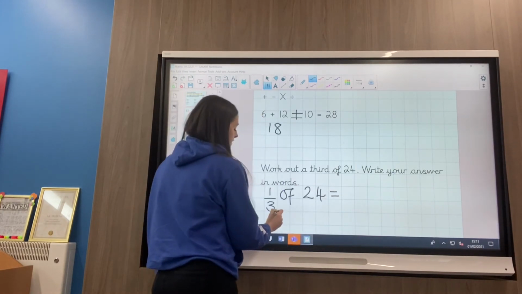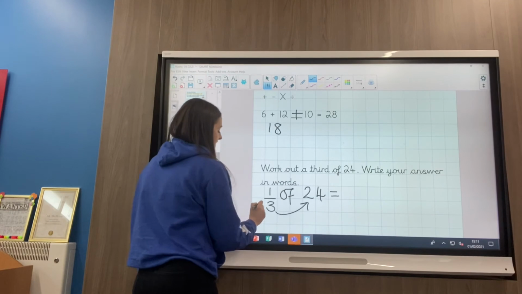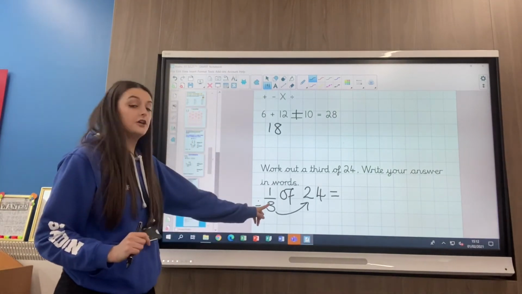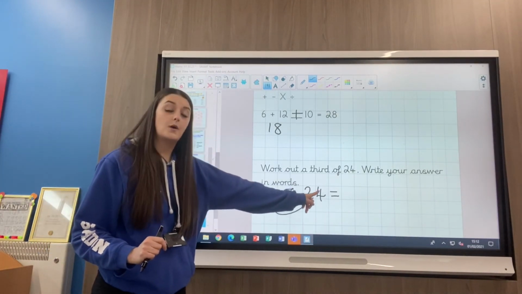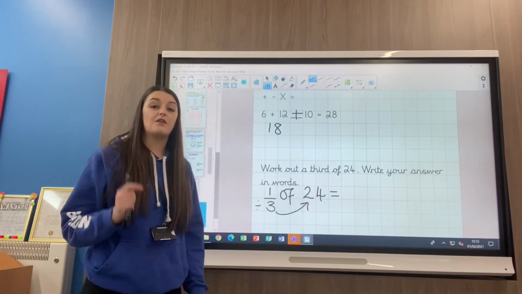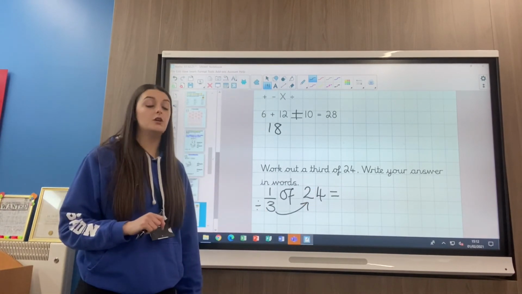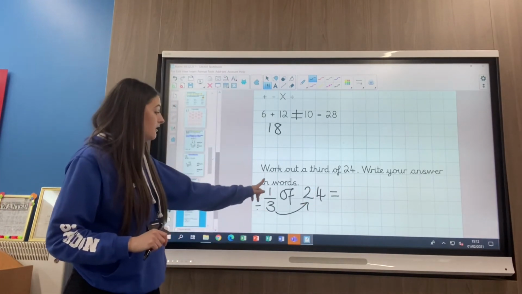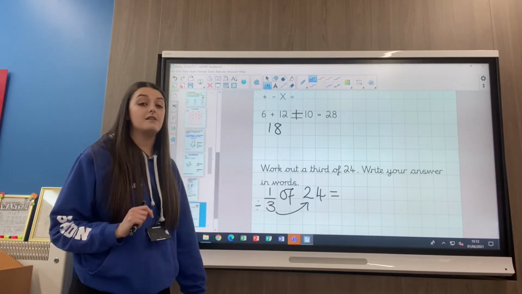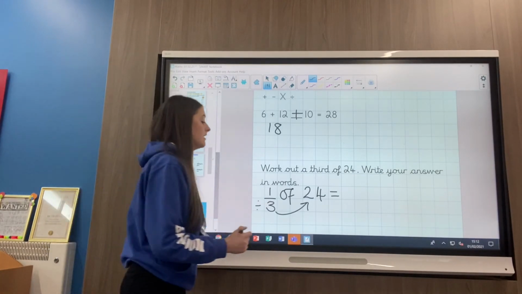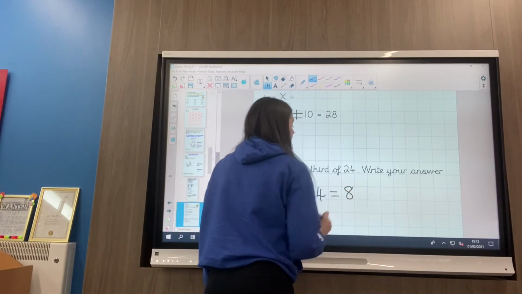So remember, our denominator is 3, dividing. So it's asking you how many 3's go into 24. Well, I know that 3 times 8 is 24, so it would be 8. And I only want one lot of those 8s because my numerator tells me so. So a third of 24 is 8.